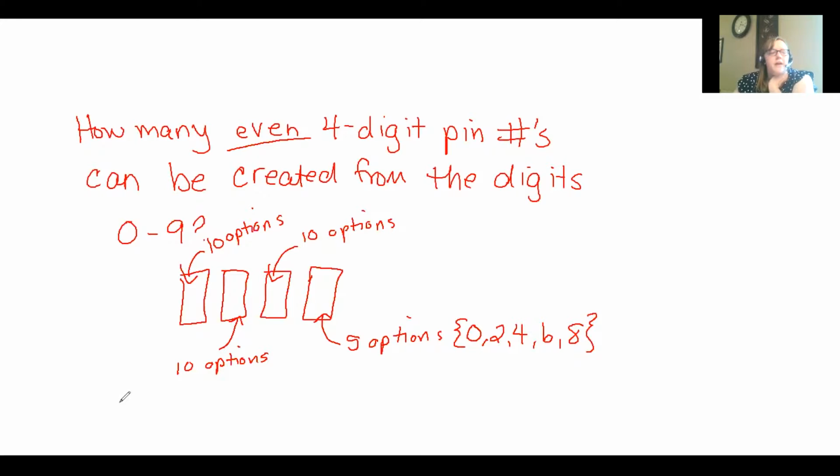So that means when we're counting the total number of even 4-digit PIN numbers that can be created, we need to take 10 times 10 times 10 times 5. And that comes out to be 5,000. So quite a few.